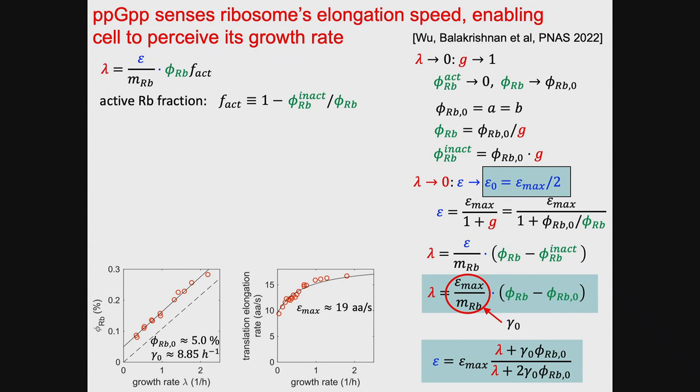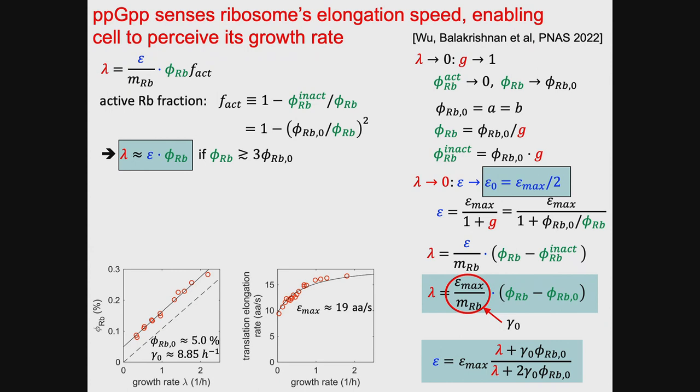One more thing I want to mention is another way to express the growth rate. One way is this way, but I can write this factor as the total amount of ribosome multiplied by the fraction of active ribosome. It's useful to know what the fraction of active ribosome is. Since the inactive ribosome fraction depends on the growth rate, and therefore on the ribosome fraction, you can see it has this ratio, 1 minus offset divided by the amount of ribosome, squared.